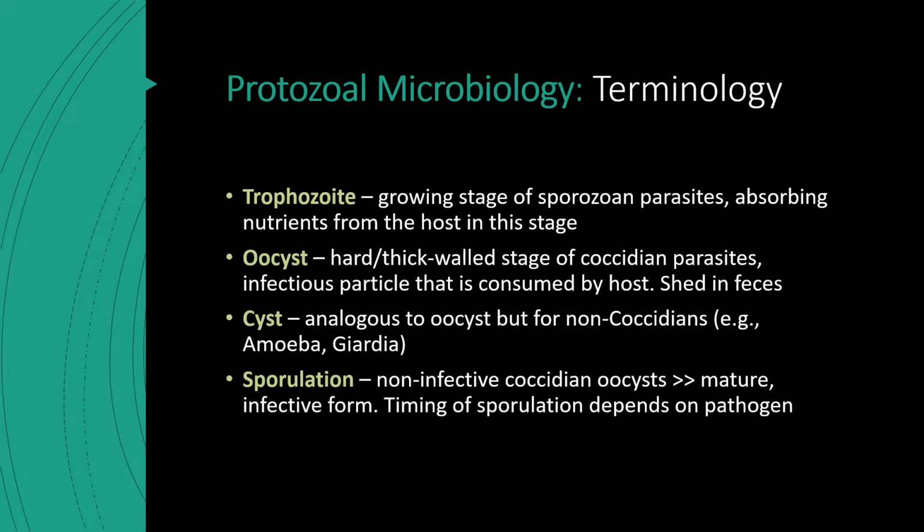Protozoa go through life cycles just like helminths, although these are much simpler, either existing as an adult protozoa, usually a trophozoite, which can grow and is able to absorb nutrients from the host and cause disease, and some form of cyst stage. In coccidian parasites, the cyst stage is called the oocyst stage. Both are shed in the feces, and the term sporulation refers to maturation from the cyst stage into the infective adult trophozoite stage or otherwise.